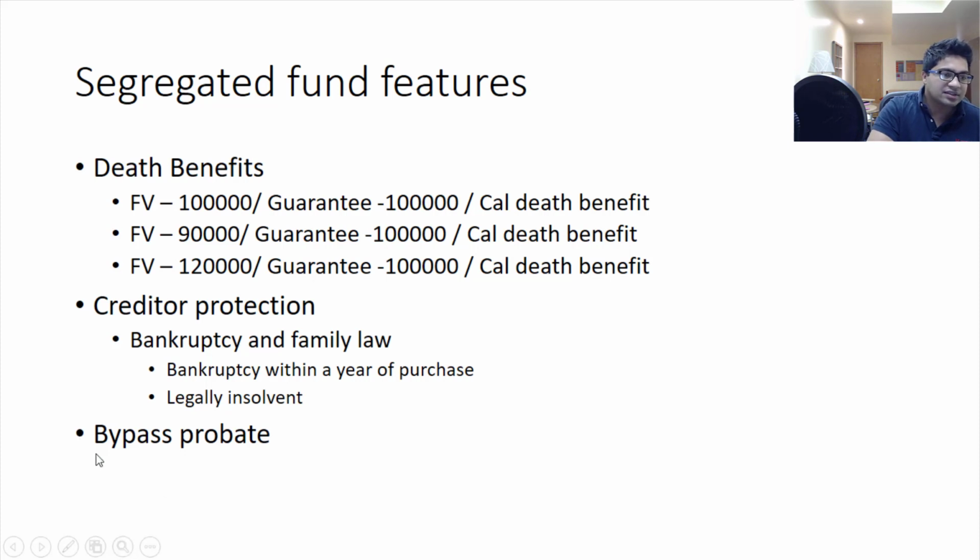Also an important thing, segregated funds bypass probate. Probate is a process whereby you prove or disprove a will in courts. Whatever will is there, you prove or disprove it in court. Segregated funds do not form part of the will assets.